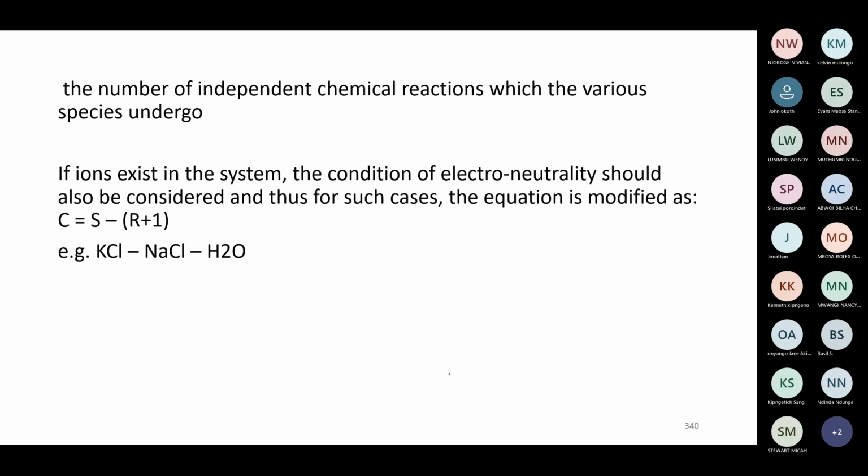Let's consider this case here. A system where you have potassium chloride, sodium chloride, and water. Now for this system, there are 6 species. So first of all, you have KCl. But then in water, KCl forms potassium and then chloride.